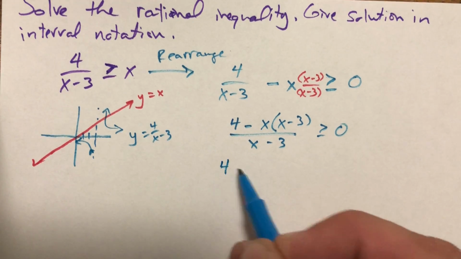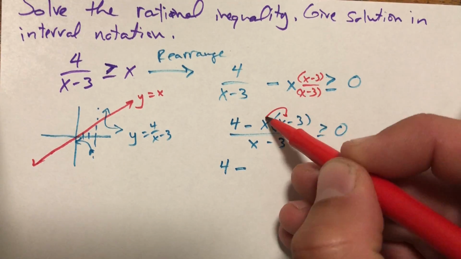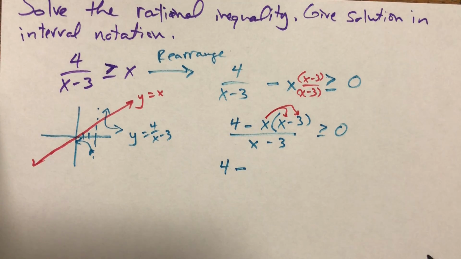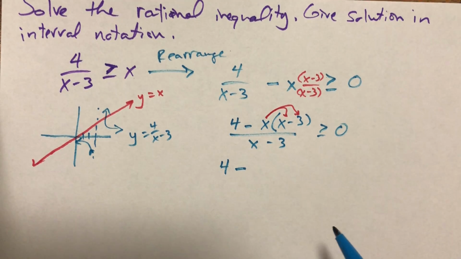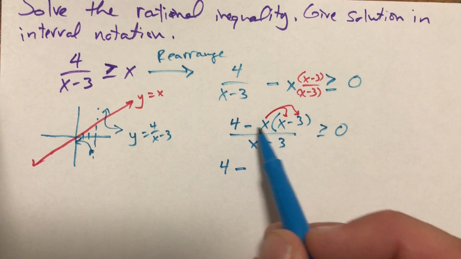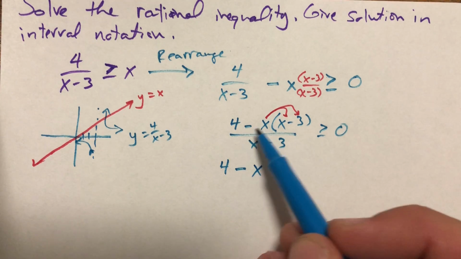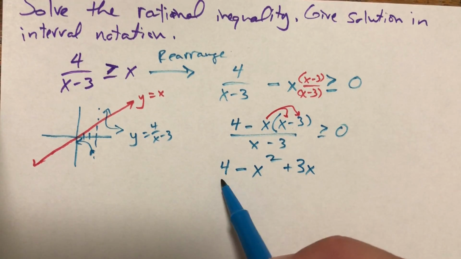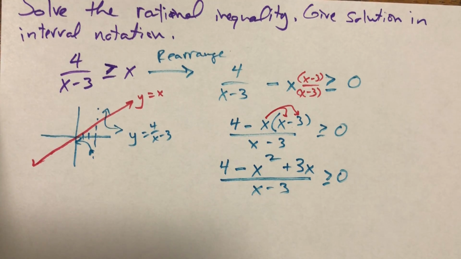So we've got 4 minus, then we're going to distribute in here. Maybe I'll rewrite that. So we're distributing. Don't forget to distribute your negative. That's a pretty big source of an error there. So make sure we're distributing a negative x and not just x. So we've got minus x times x is minus x squared. Minus x times minus 3 is plus 3x, over x minus 3, all right, greater or equal to 0.